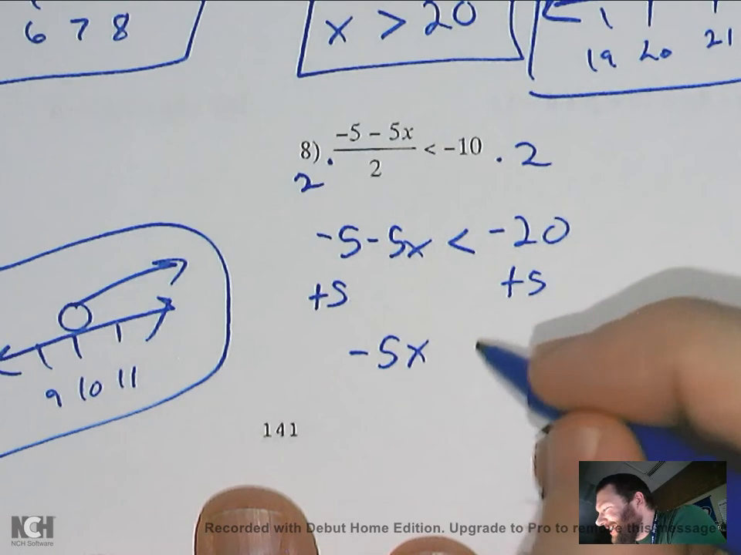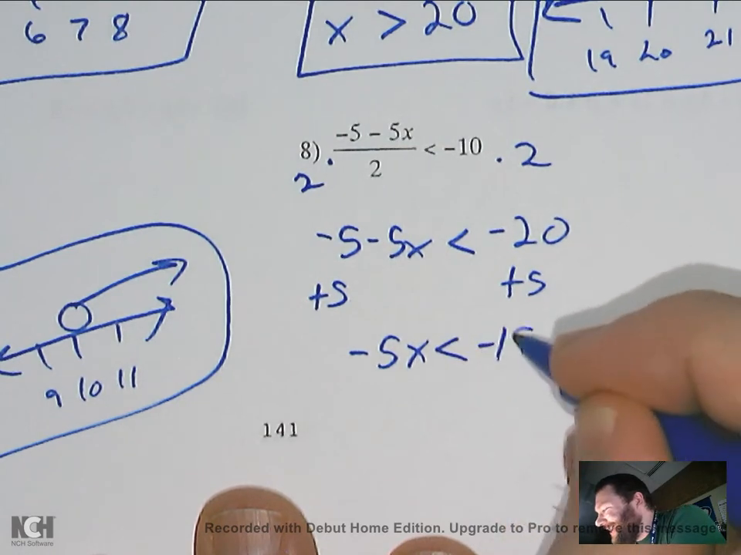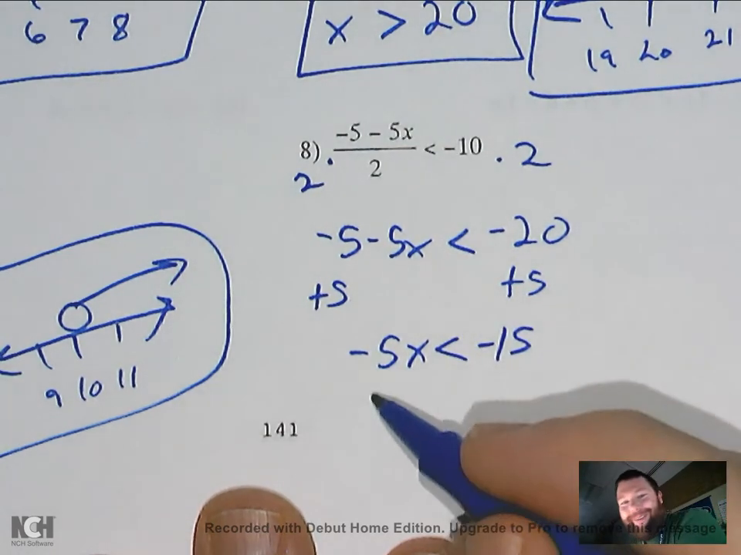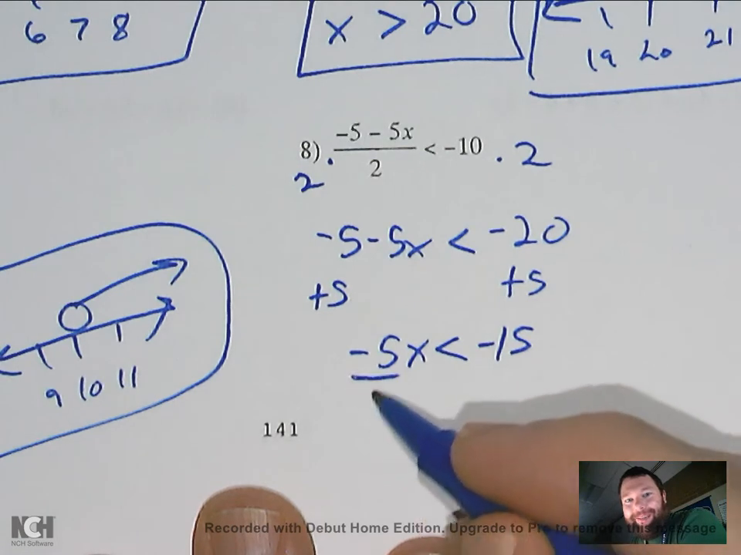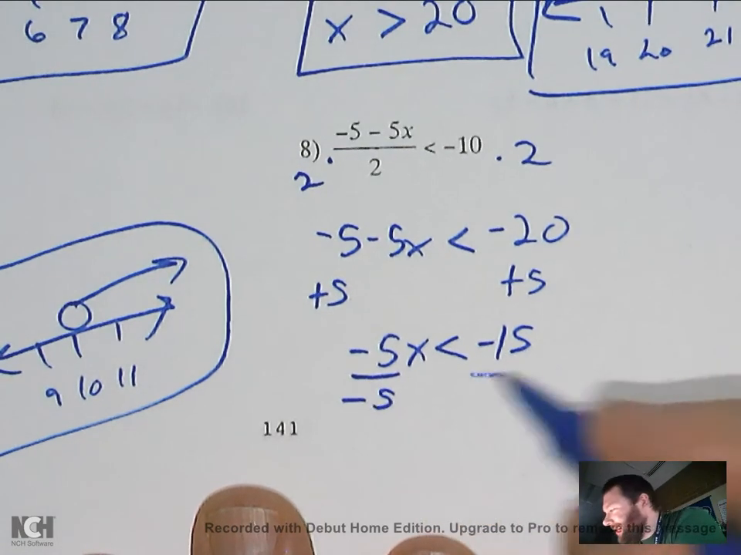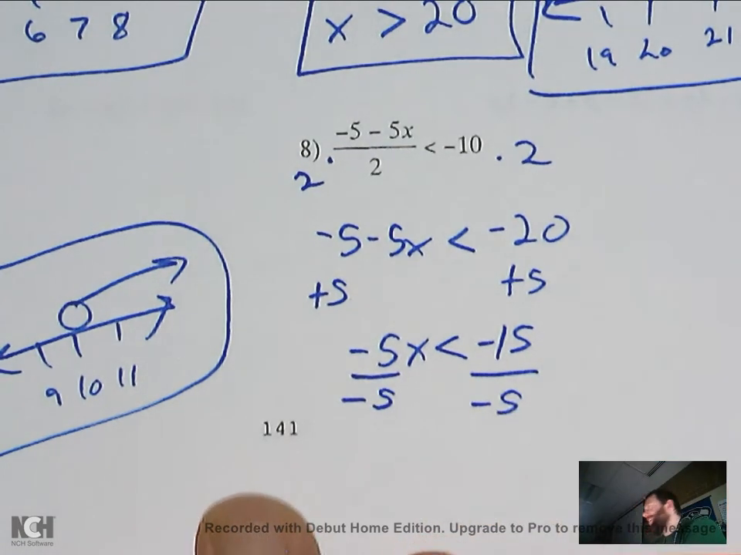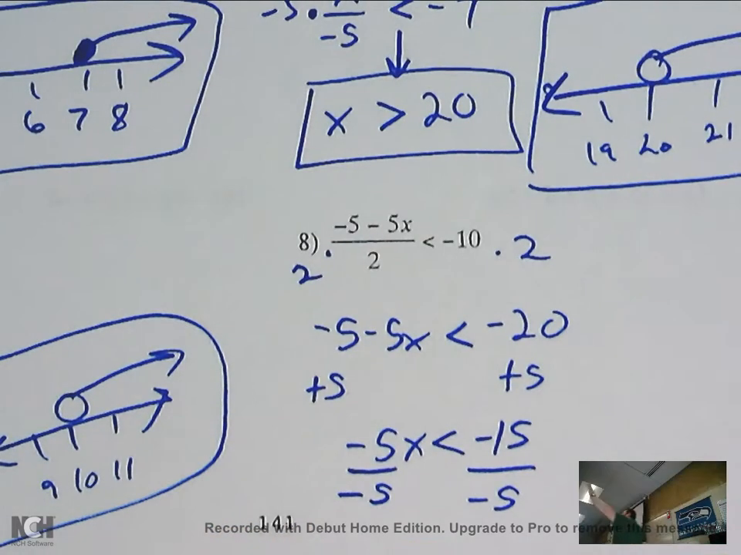So negative 5x is less than negative 15. And then I would divide by negative 5 to each side. Actually, this is annoying me, so I'm going to go turn the light on. Okay, great. I'm back.